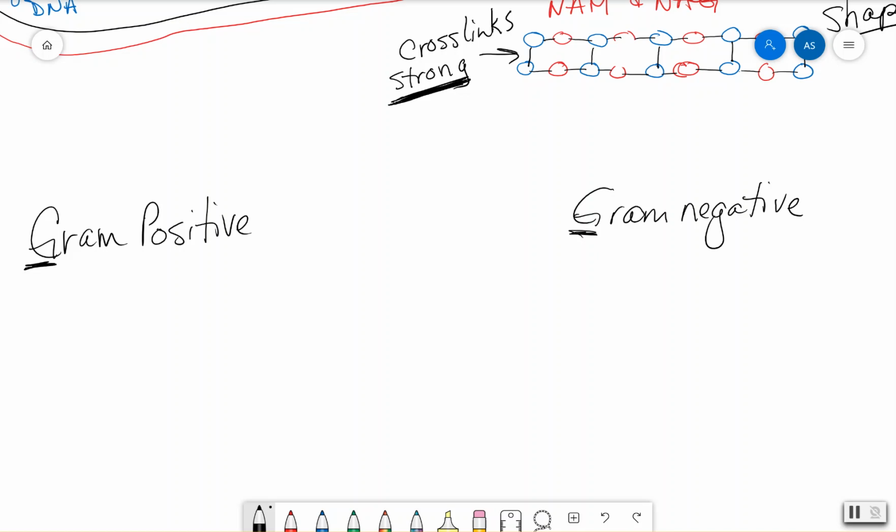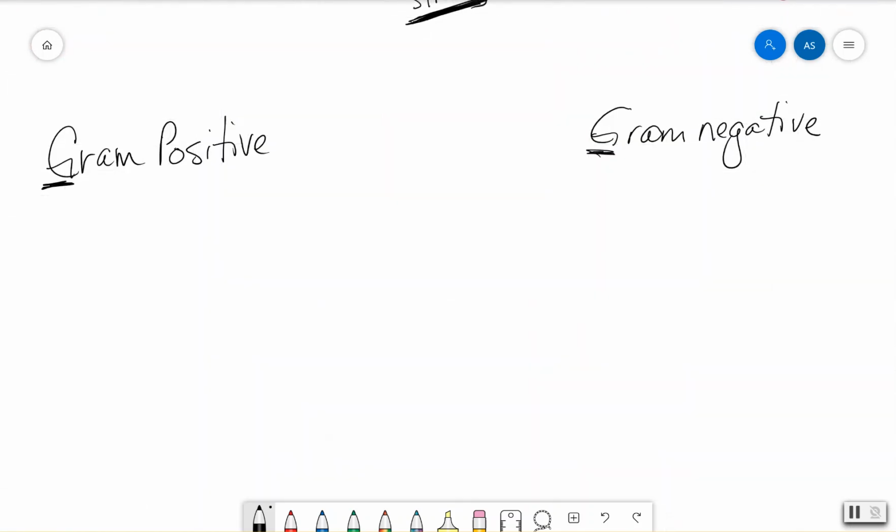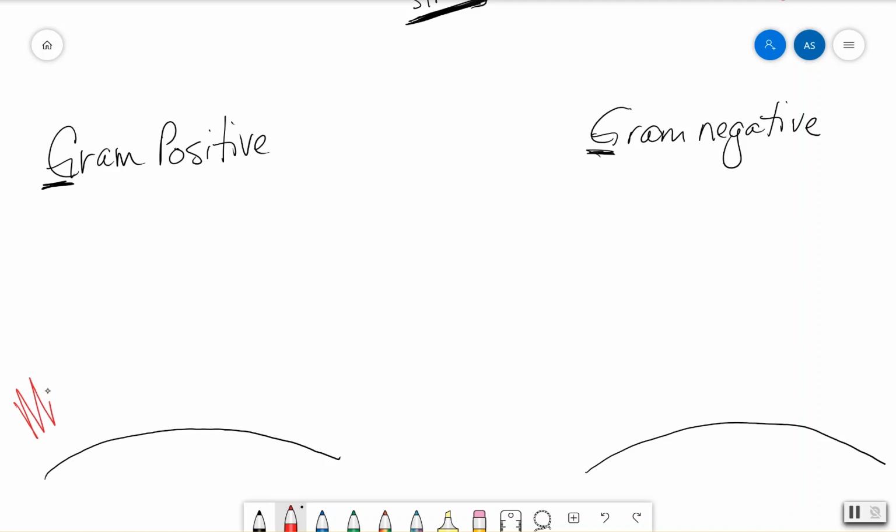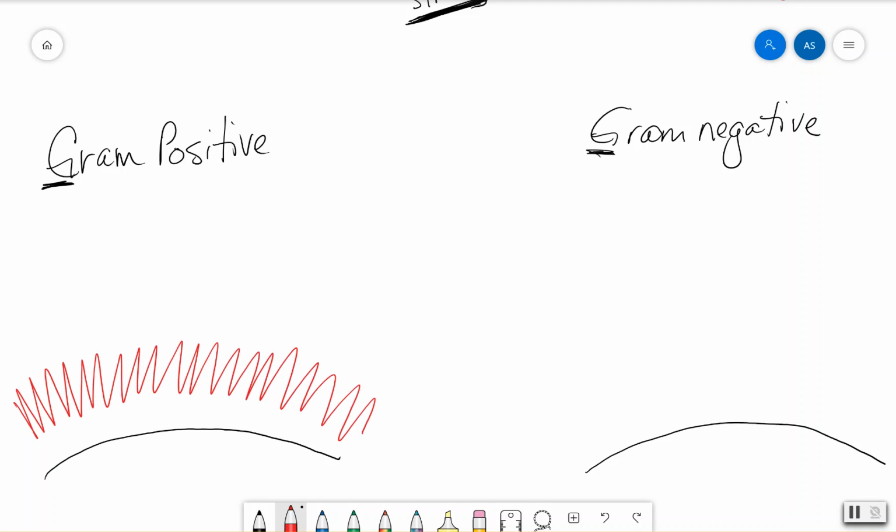So if I were to differentiate between a gram-positive cell wall and a gram-negative cell wall, first I'm going to draw my cell membranes. Now, the cell membrane is not part of the cell wall. So immediately to the outside of the cell membrane in a gram-positive cell, I have a thick layer of peptidoglycan. It's a very, very thick layer. Sometimes in a gram-positive cell, the cell wall can be 30% of the dry weight of the cell.